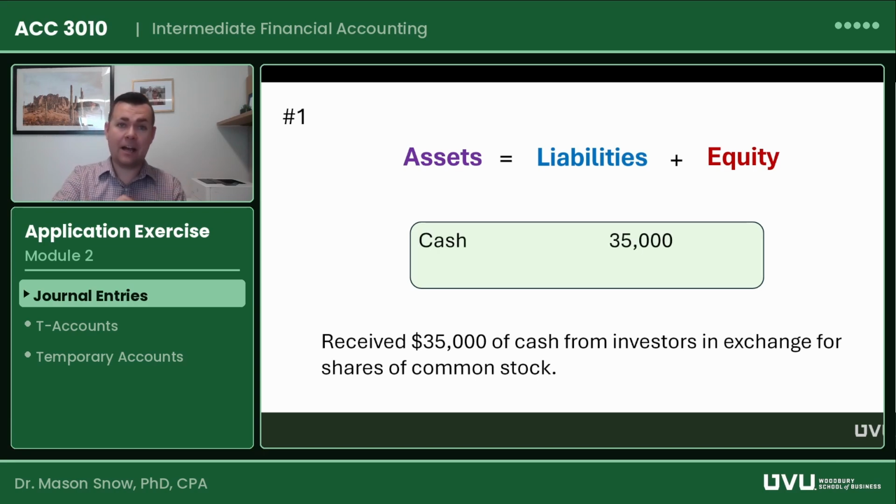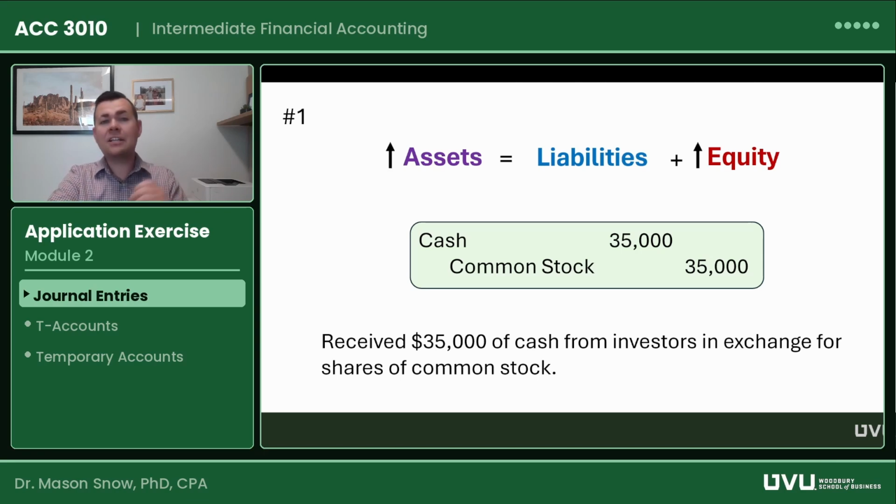As an asset account, it gets the debit. And then the credit account is going to be an equity common stock account. Equity increases with credits. So in this transaction, the accounting equation reflects both an increase to assets as well as an increase to our equity.